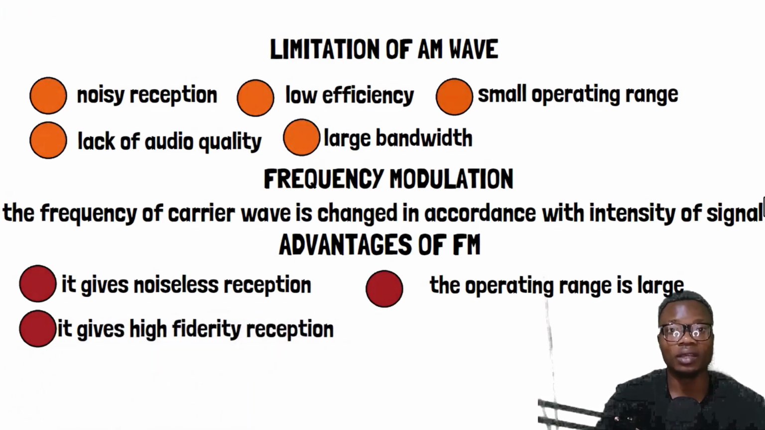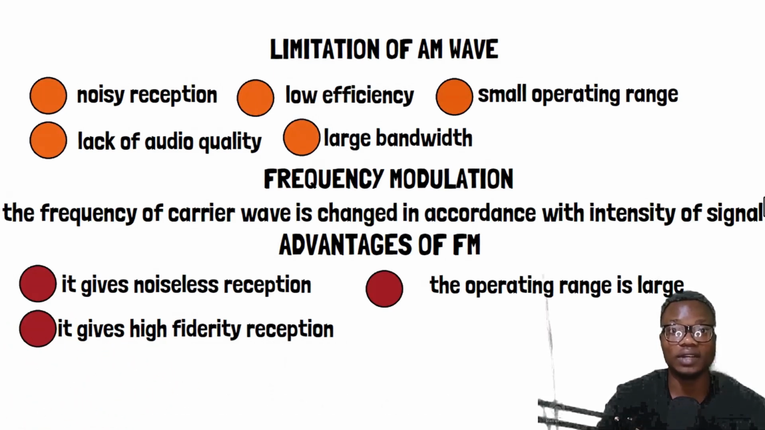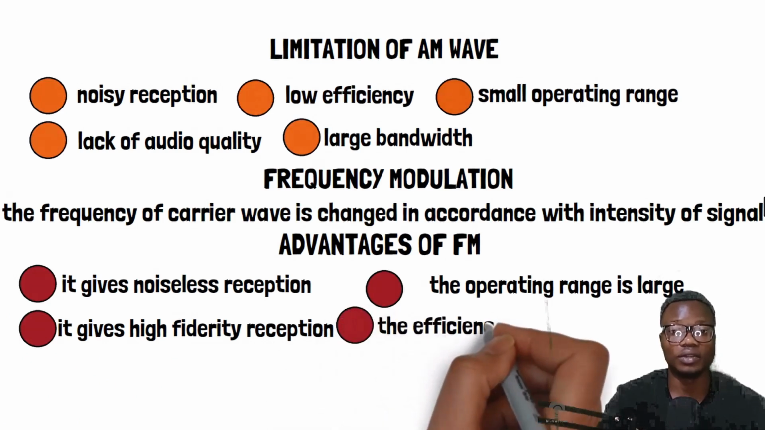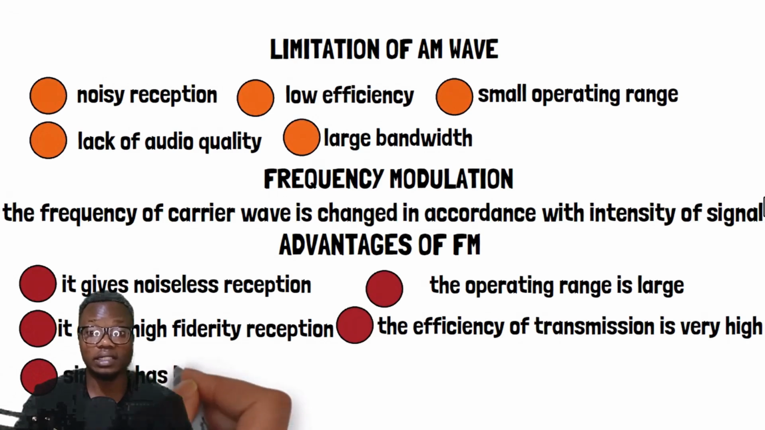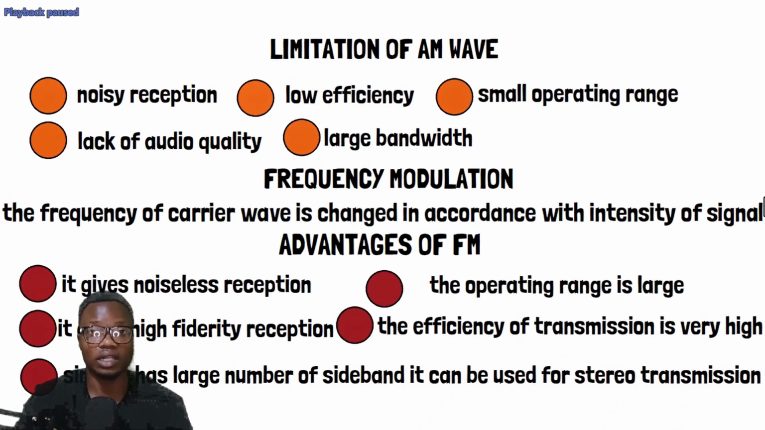It can travel a long distance without losing information. The information is not lost easily. This is also an advantage of using frequency modulation. The last advantage of using FM is that the efficiency of transmission is very high. An additional advantage of FM is that it has a large number of sidebands, so it can be used for stereo transmission.